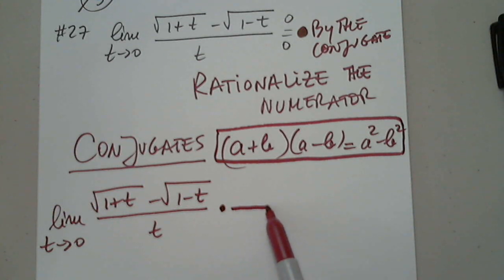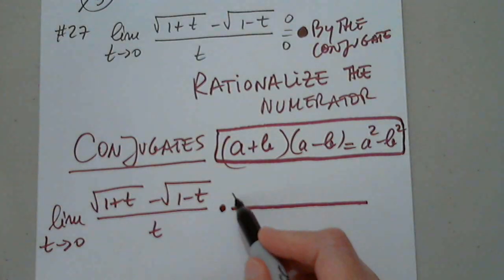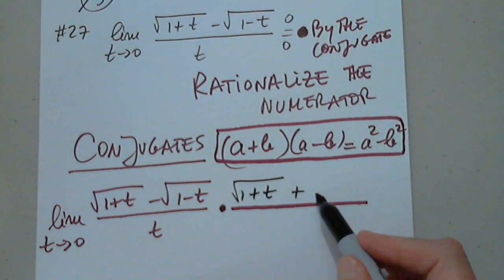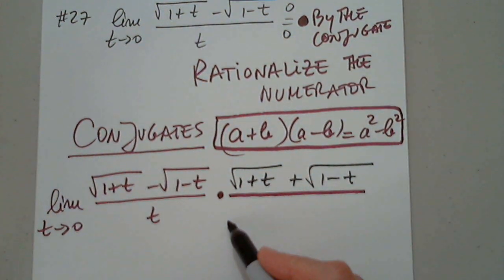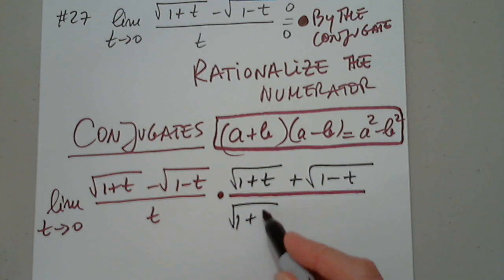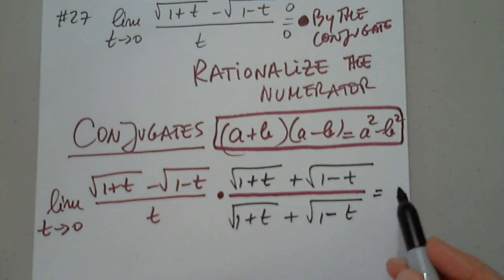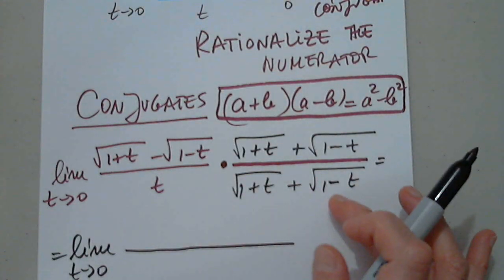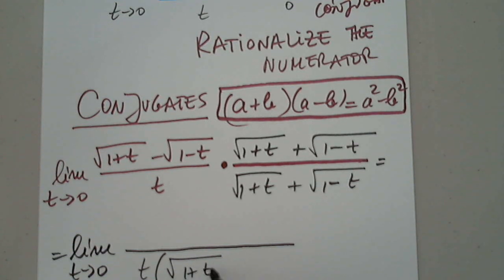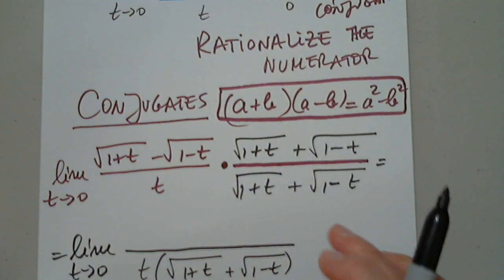So we need to multiply by, can anyone give us what we multiply and divide by? You would do the square root of 1 plus t plus the square root of 1 minus t, over the square root of 1 plus t plus the square root of 1 minus t. The same thing. Very good, excellent. So then limit as t approaches 0. The denominator is carved in stone. I cannot do anything to it.